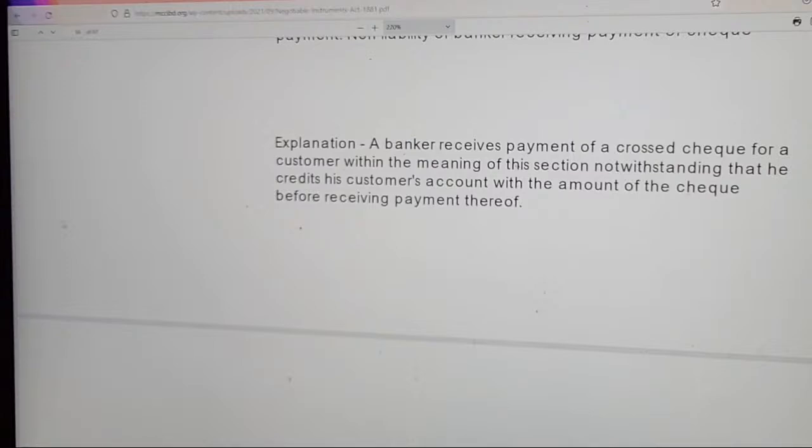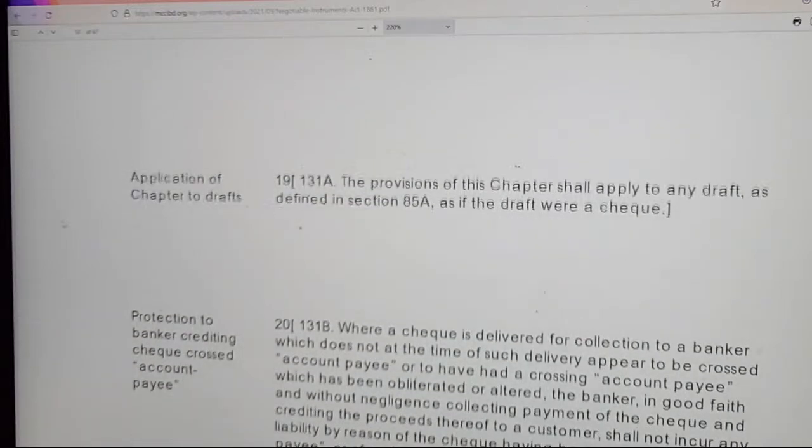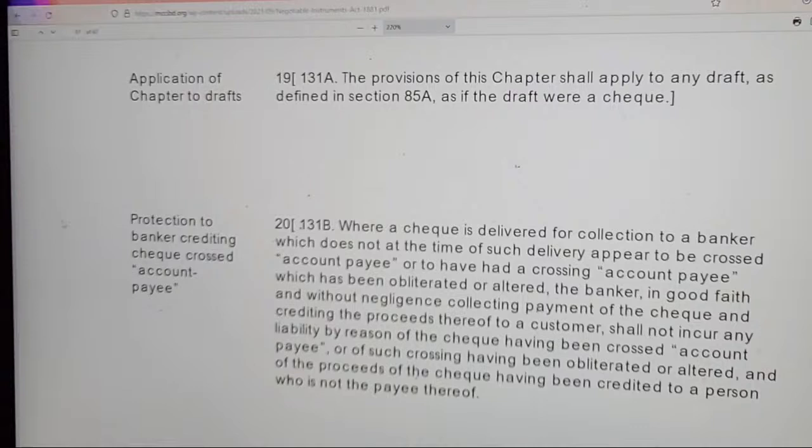Explanation. A banker receives payment of a crossed check for a customer within the meaning of this section, notwithstanding that he credits his customer's account with the amount of the check before receiving payment thereof. Application of chapter to draft. 131. The provisions of this chapter shall apply to any draft as defined in section 85A, as if the draft were a check.